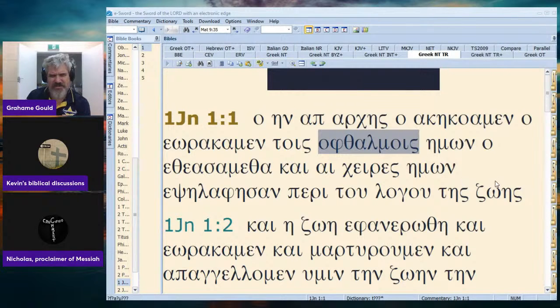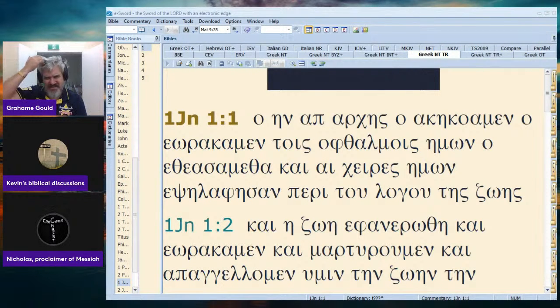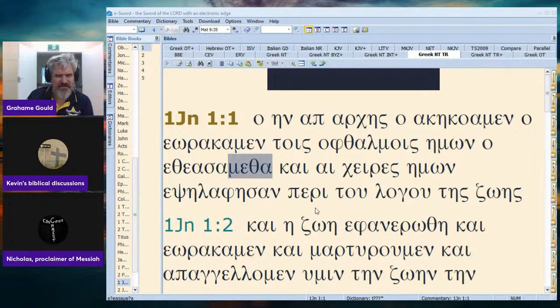And then ophthalmois, which is the dative, seeing, of eyes. Yep, seeing. Hēmōn ho heōrakamen, heōrakamen. And I assume that's a variation of metha, is it? Or am I jumping? I don't know if there's a relation there, because it's a suffix, so a word ending. Hmm. So let me maybe see what word that is.